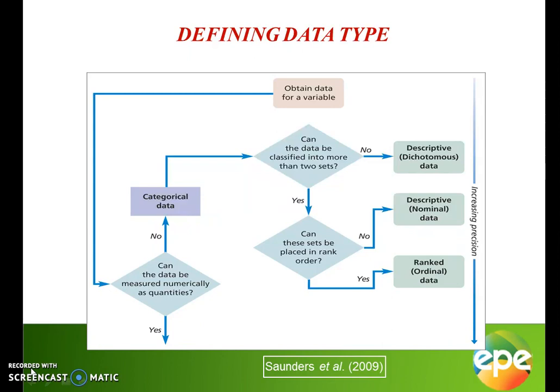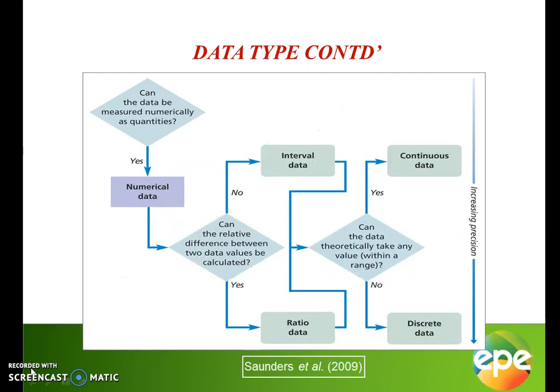Now, going back to the first question, can data be measured numerically as quantities? If your answer is yes, then you have numerical data. The next question will be, can the relative difference between two values be calculated? If you say no, it means you are dealing with interval data. If you say yes, you are dealing with ratio data. Remember, we talked about interval and ratio data, ordinal and nominal in the previous presentation. Now, can the data theoretically take any value within a range? If you say yes, it means you have a continuous data set. If you say no, it means it's a discrete data set.